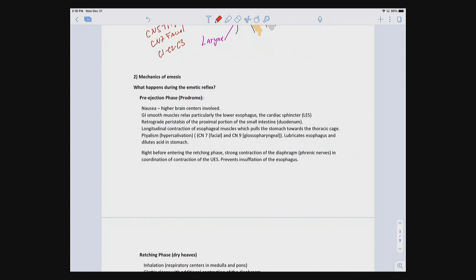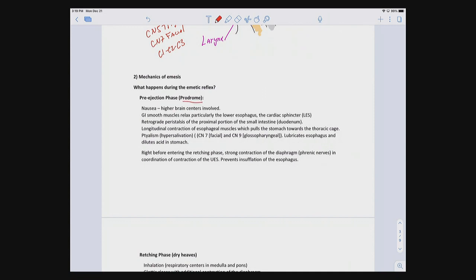I want to spend this block going over the actual mechanics of emesis and walk you through the different phases of this process. It's basically broken down into three phases, or can be. One would be the pre-ejection phase, and that is also known as the prodrome phase.